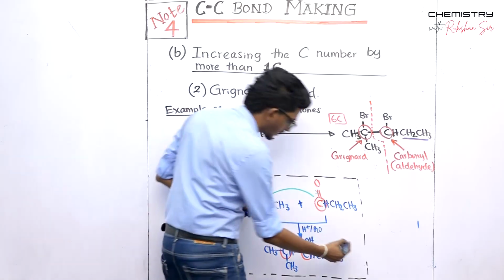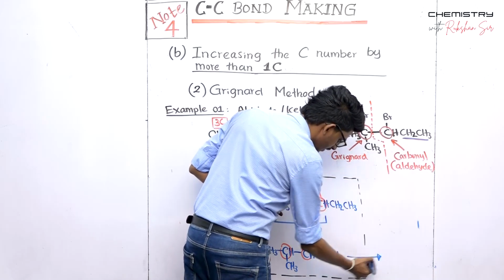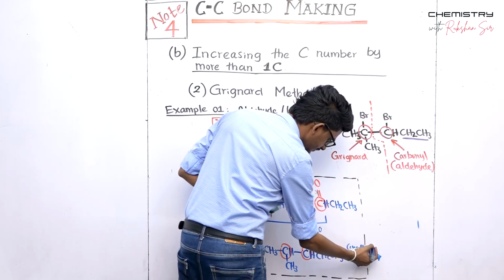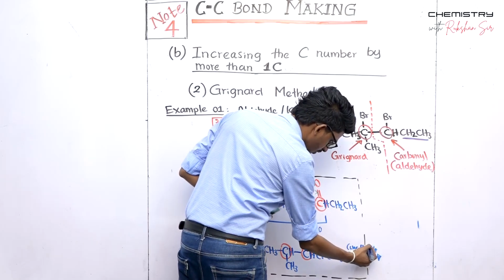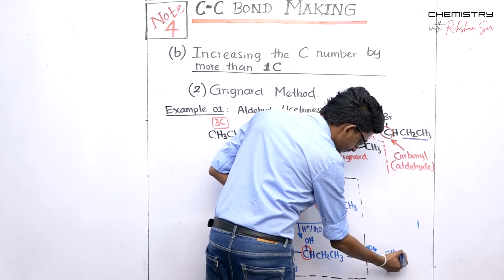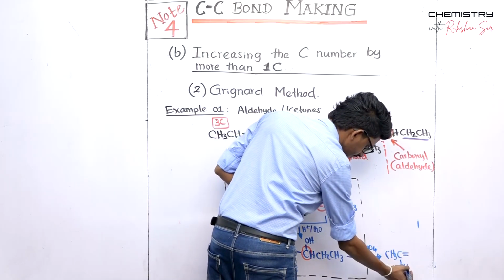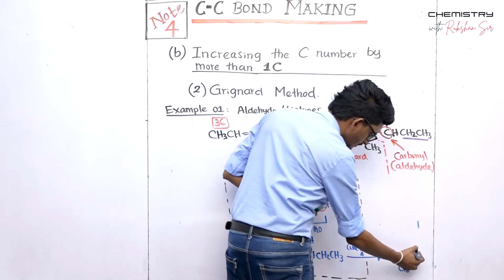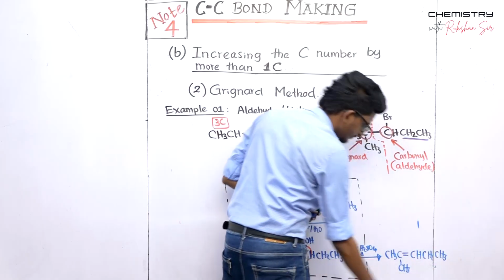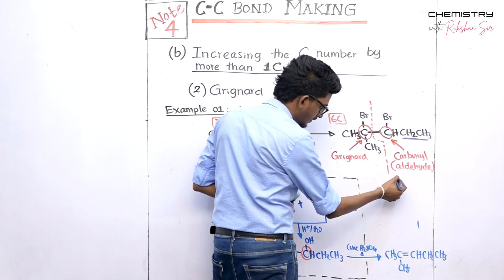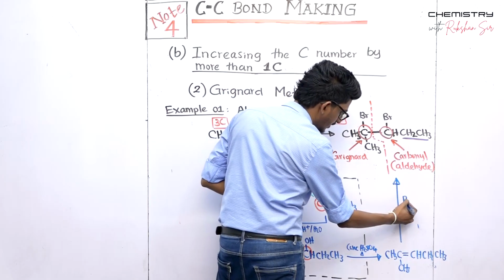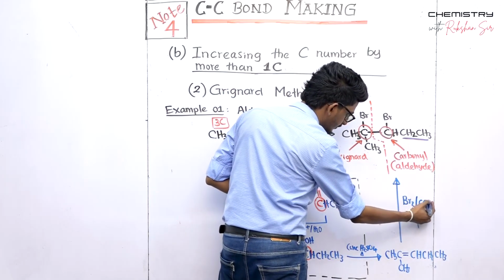Okay, let's complete that thing. A simple process, right? Conc H2SO4 and heating will give you the double bond. Then directly you can finish the steps by adding Br2 in CCl4.